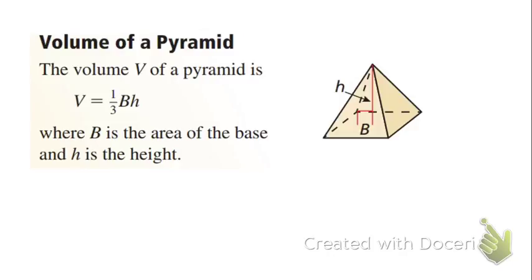So we're going to do this. The volume of a pyramid is 1/3 base times height. Height is the height of the whole pyramid. And big B is the area of the base. So big B is still the area of the base. So we have 2 more slides to get through. Get that stuff written down.